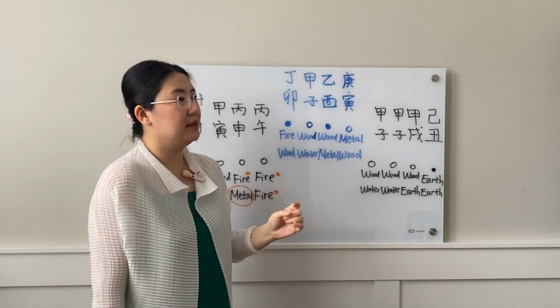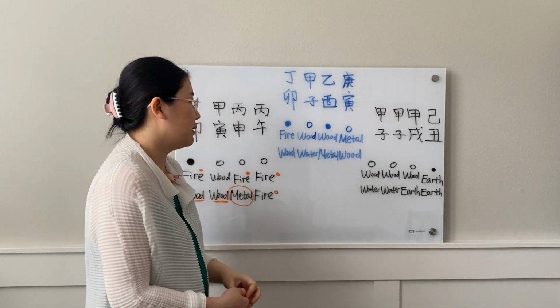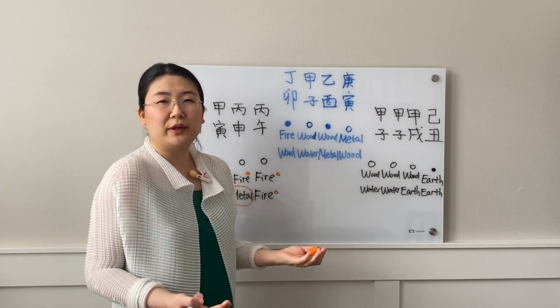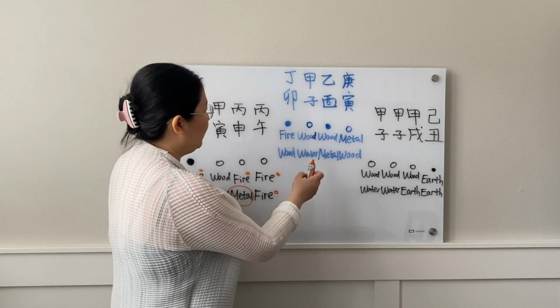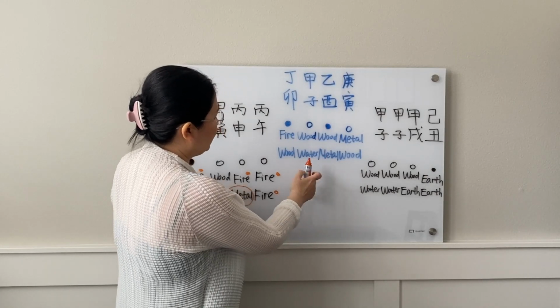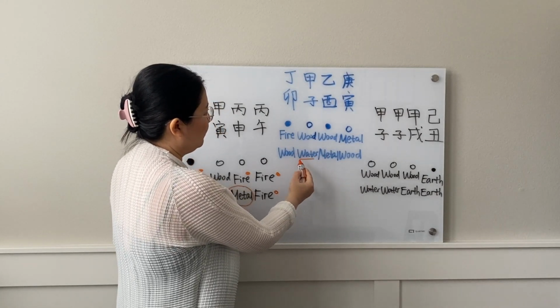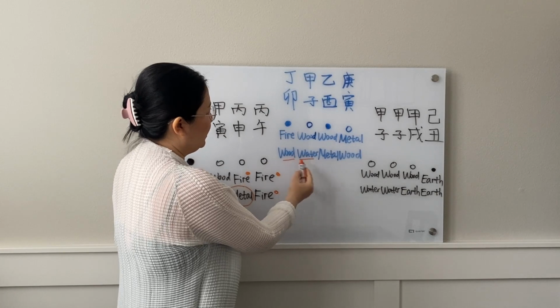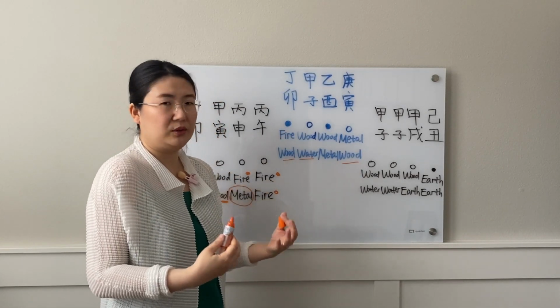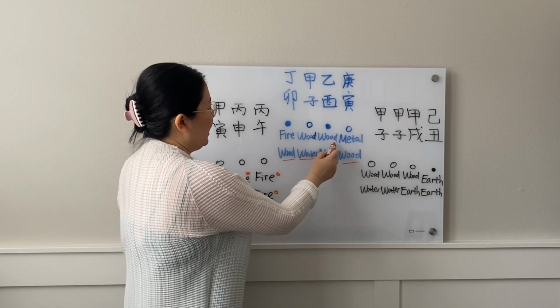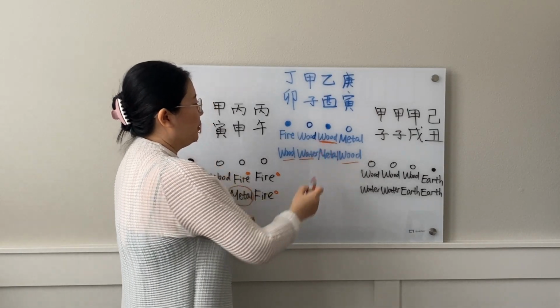So same logic, right? What is the state of my own daily master? I'm looking for wood or water that makes me strong. So looking at the bottom first, I'm sitting on the water by myself, and then I have a wood, I have another wood. It's a very good, strong rooting system. And then I also have a neighbor on top supporting me.